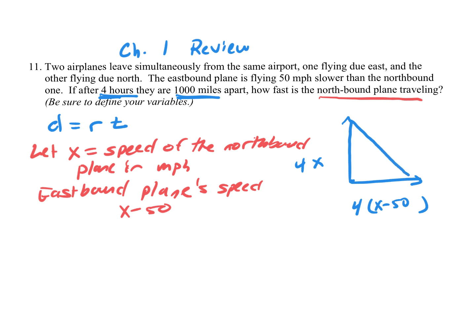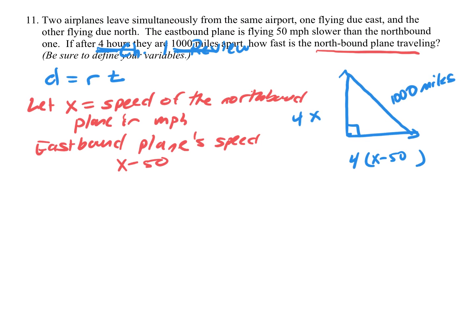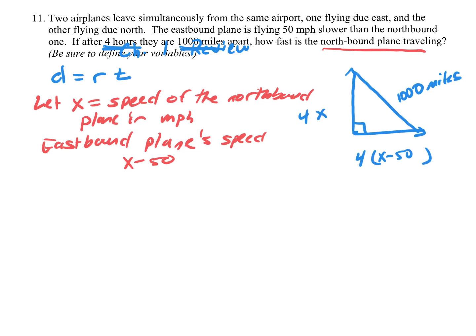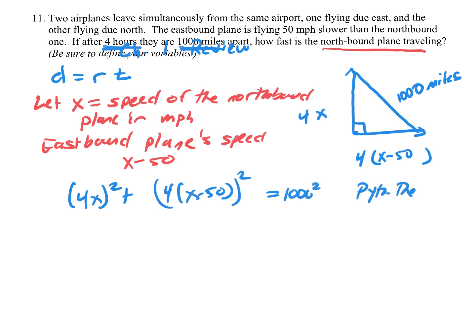So I'm going to connect and make a right triangle here. And I know that the hypotenuse here is 1,000 miles because that's how far apart the planes are after 4 hours. With this setup, we can use the Pythagorean theorem. So we're going to say that 4x squared plus 4 times (x minus 50), that whole expression squared, is equal to 1,000 squared.